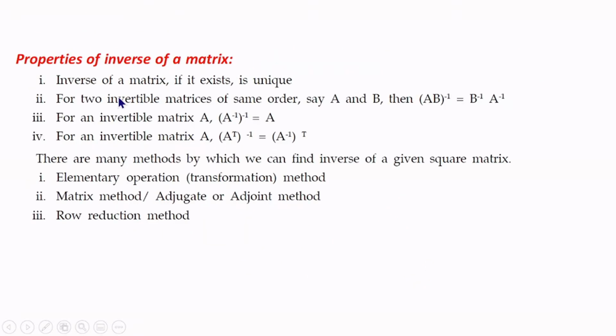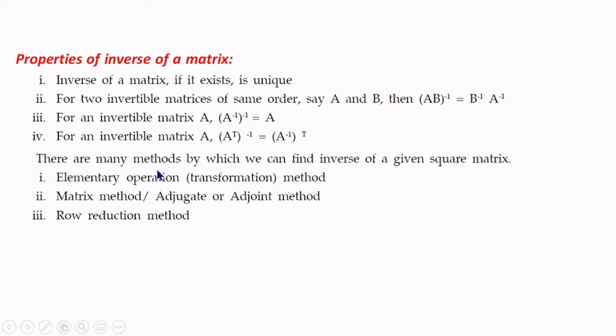Now we will see the properties of the inverse of a matrix. The inverse of a matrix, if it exists, is unique. That is, there is only one inverse for every matrix. For two invertible matrices of the same order, we have AB the whole inverse is equal to B inverse into A inverse, and for an invertible matrix A, A inverse the whole inverse is equal to A. Then for an invertible matrix A, A transpose the whole inverse is equal to A inverse the whole transpose.